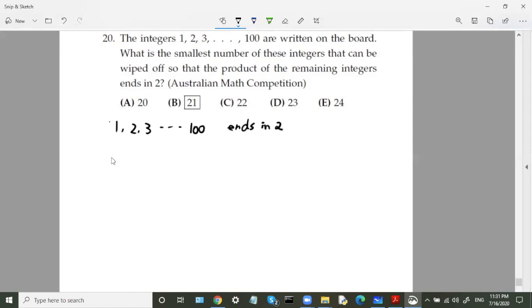So the first thing we need to consider is the multiples of 5. If we have multiples of 5, the unit digit will definitely end in 0 or 5. So we need to wipe off all the multiples of 5, which are 5 up to 100. So 5, 10, to 100, total 20 numbers.